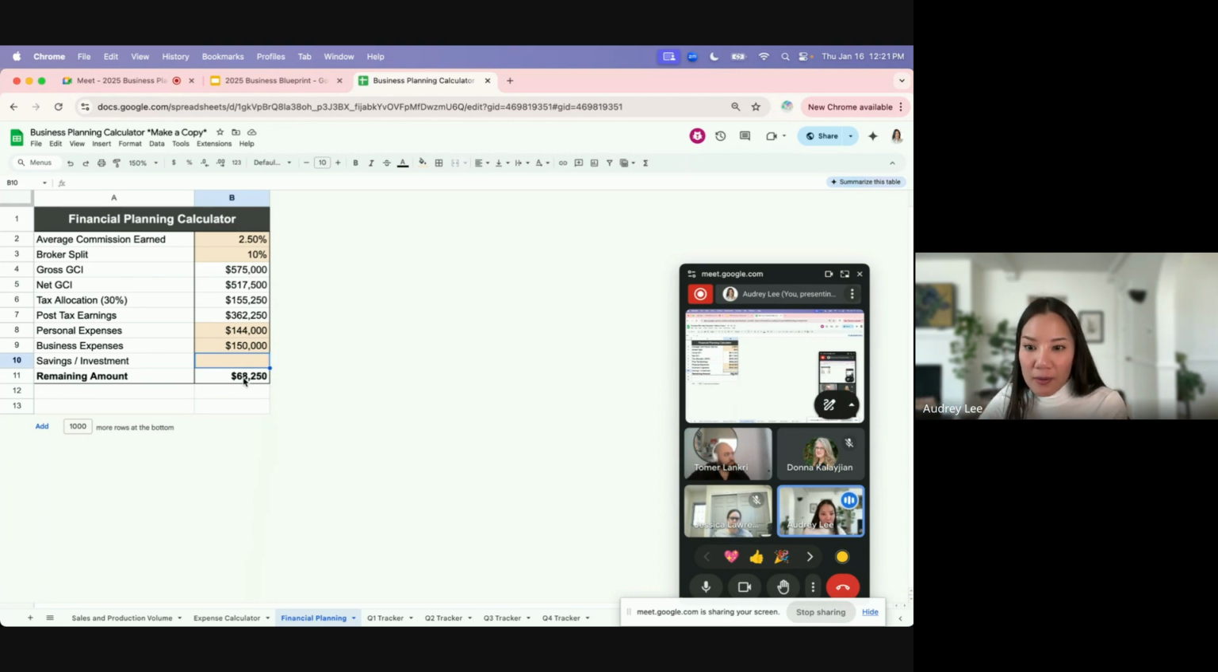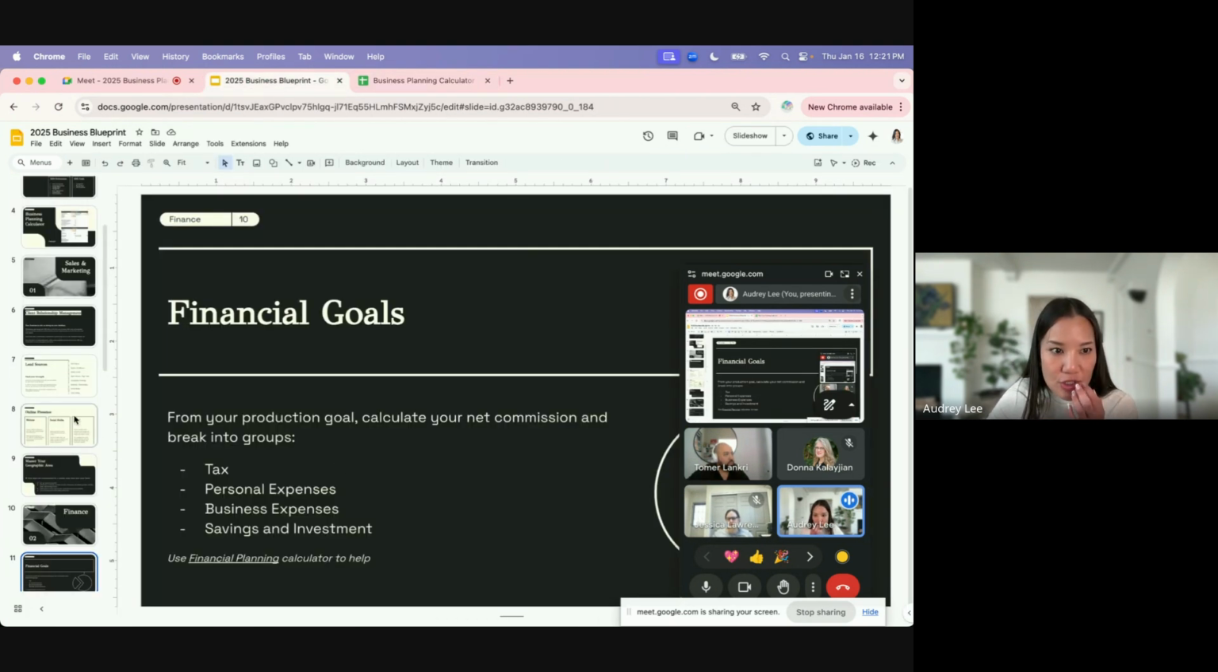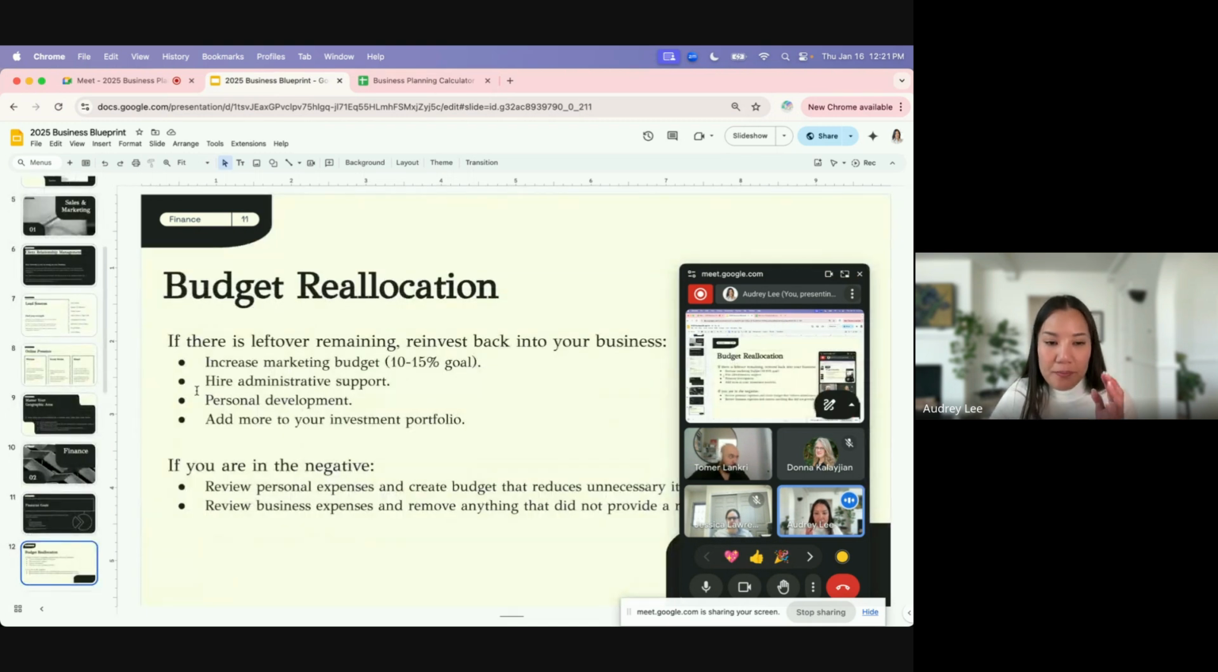And then if not, you may need to just look at your personal expenses and see if there's anything that you can cut back on, and then also your business expenses, to cut out anything that isn't providing a return on investment.